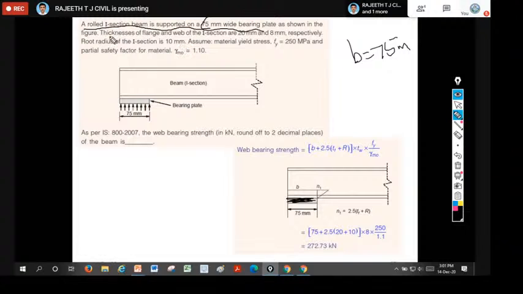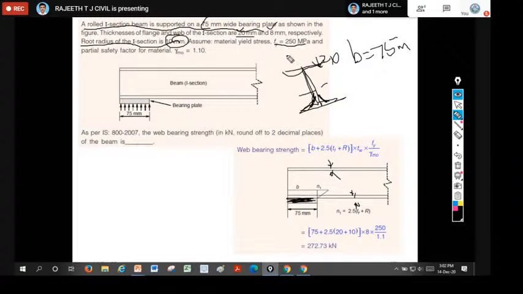As shown in the figure, the thickness of the flange is given as 20 millimeter, and the web thickness is given as 8 millimeter respectively. The root radius of the I section is 10 millimeter. The root radius is the curvature at the junction of the flange and the web portion, and that curvature we call the root radius. That is 10 millimeter here.